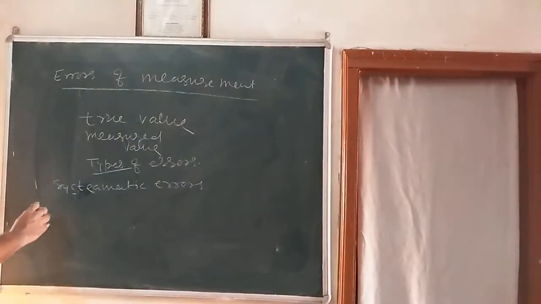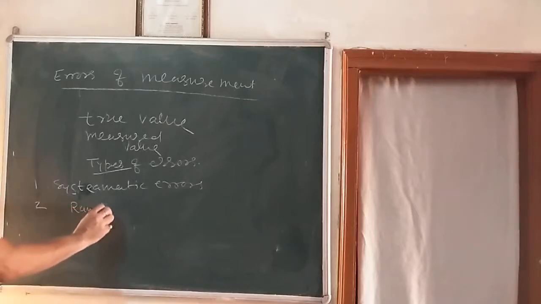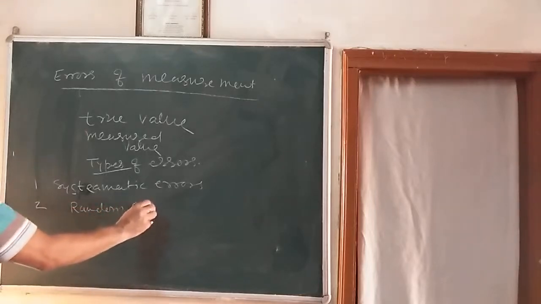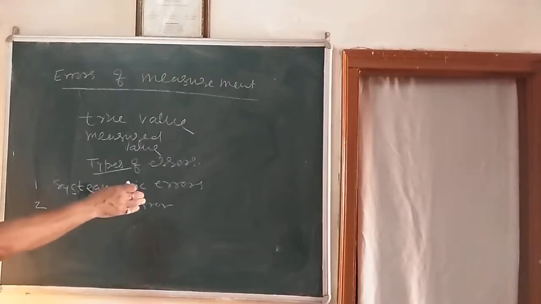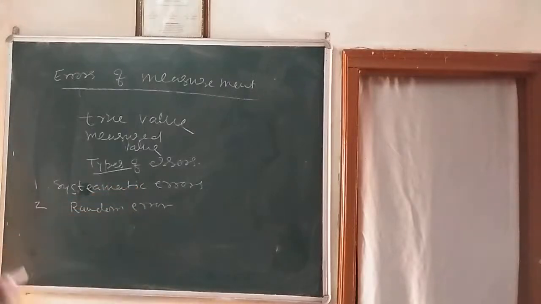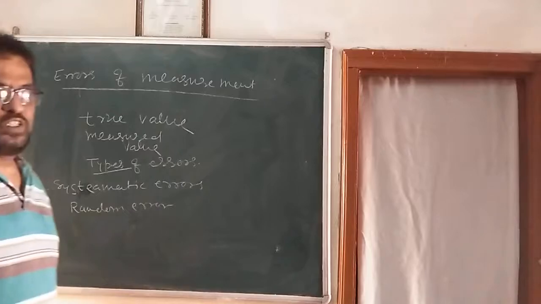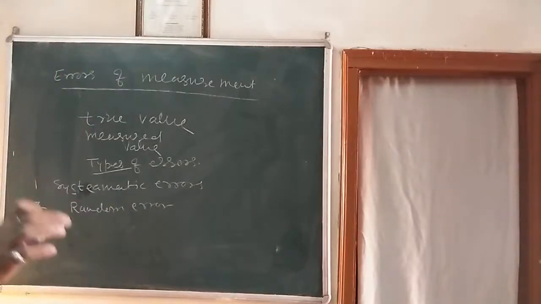Another type of error is random error. Children, random errors are the errors which occur irregularly. That is called random error.